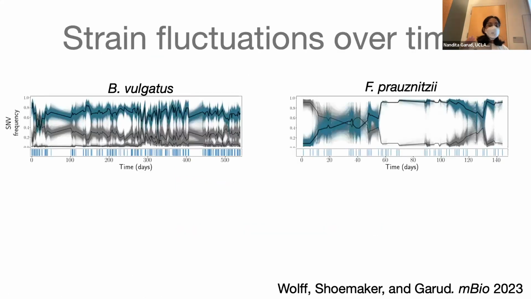And if you take a look at 2 of these host microbiomes at 2 species, on the x-axis is time, on the y-axis is the SNP frequency, and Ricky spent a tremendous amount of time phasing these strains and tracking their trajectories. Firstly, this guy has 3 strains of B. vulgatus. This guy seems to have 2 strains of F. prausnitzii.